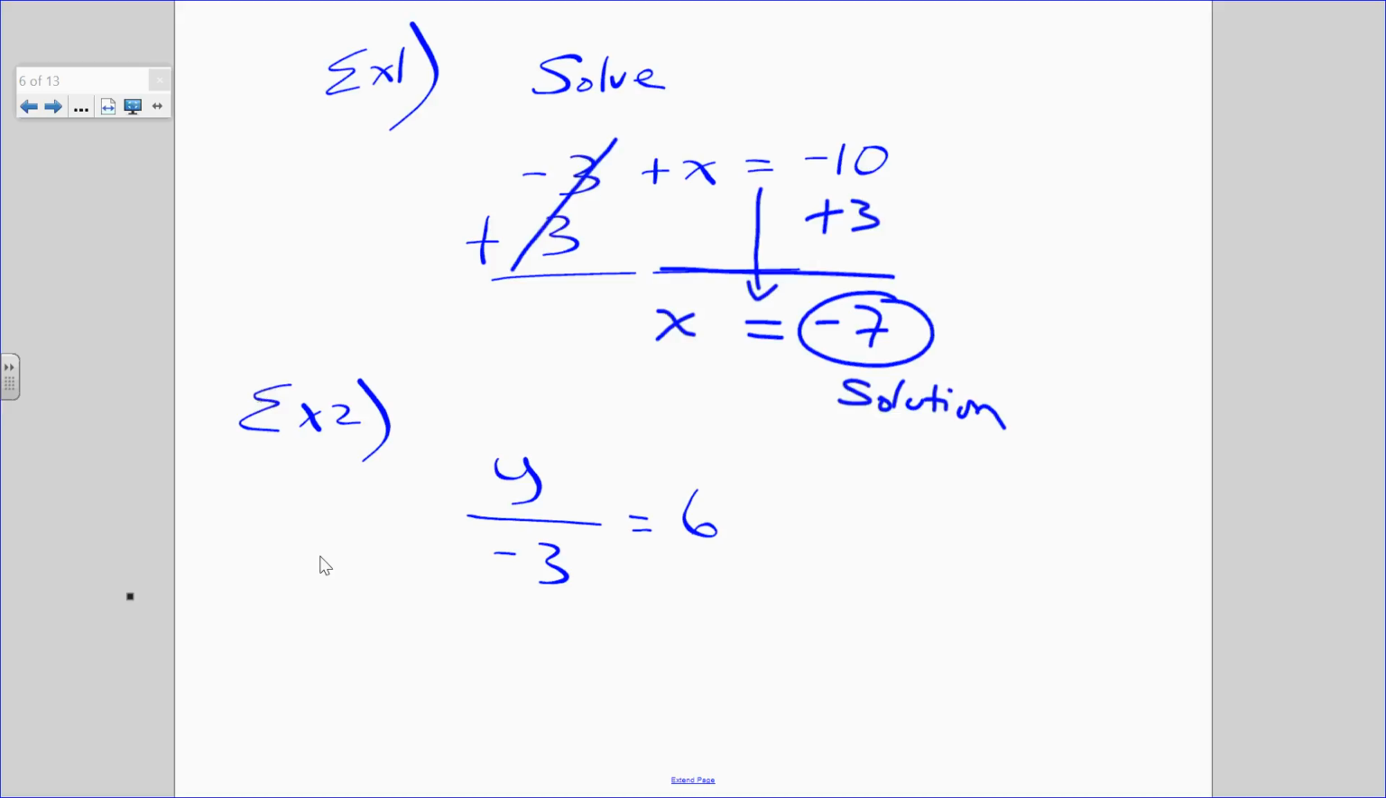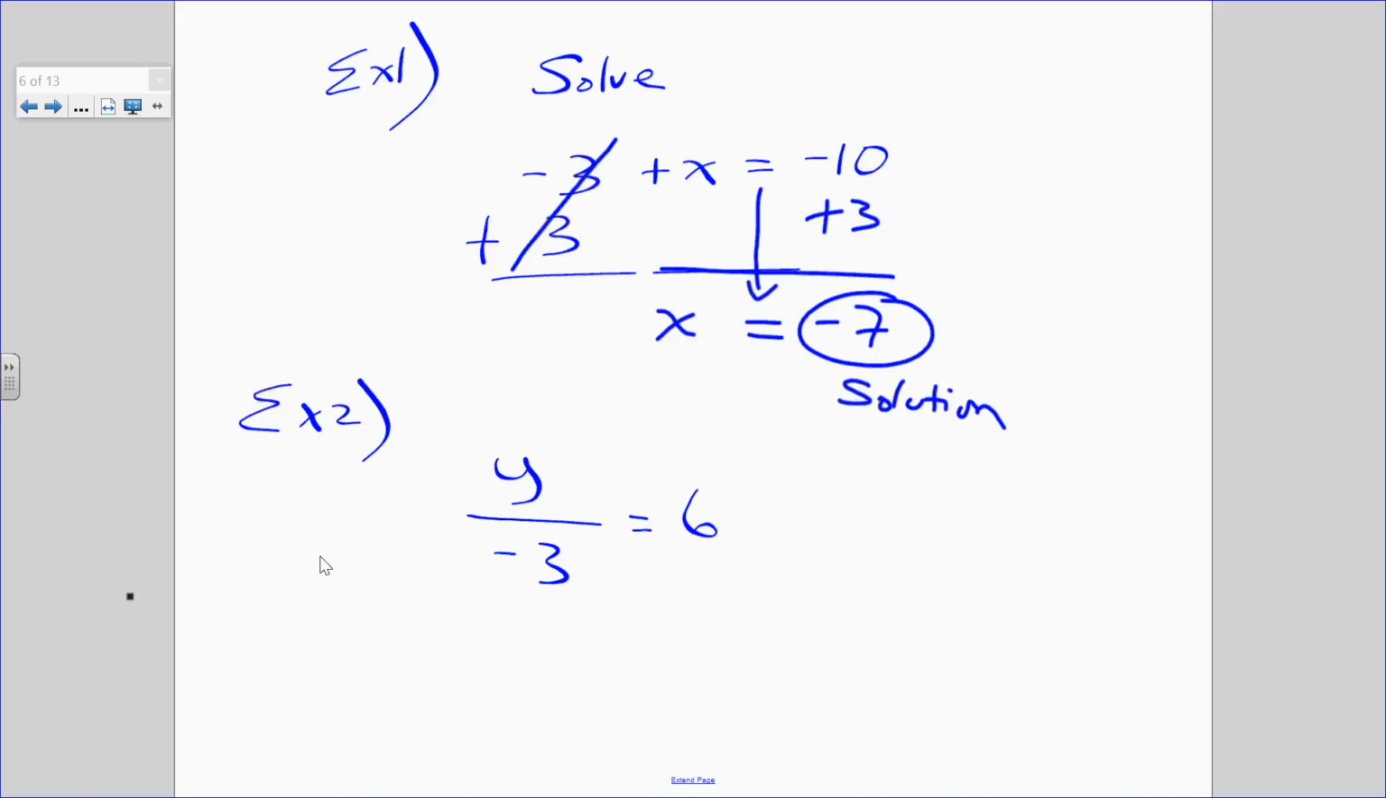So here I see that on the left side I have the variable y. I want to isolate it, that means get it by itself. So what number do I have to get rid of here? The -3. It's on the left side with it. What operation is being done to the -3 right now? Division. What's the opposite of division?